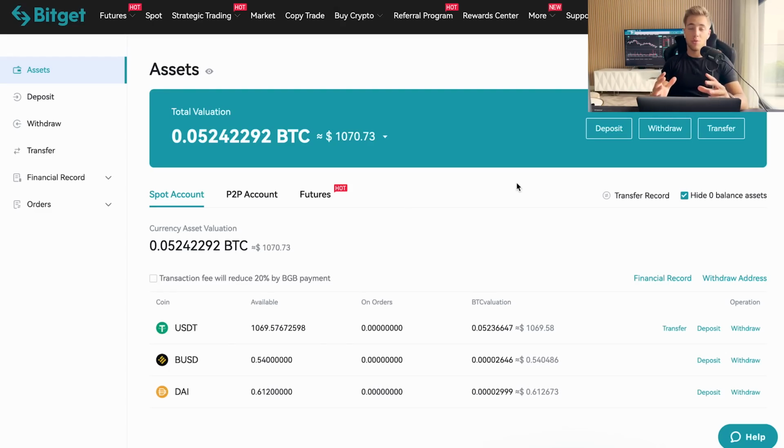First thing that you have to have, because this is going to be a completely step-by-step trading tutorial. So first thing, you have to have your own account on Bitget.